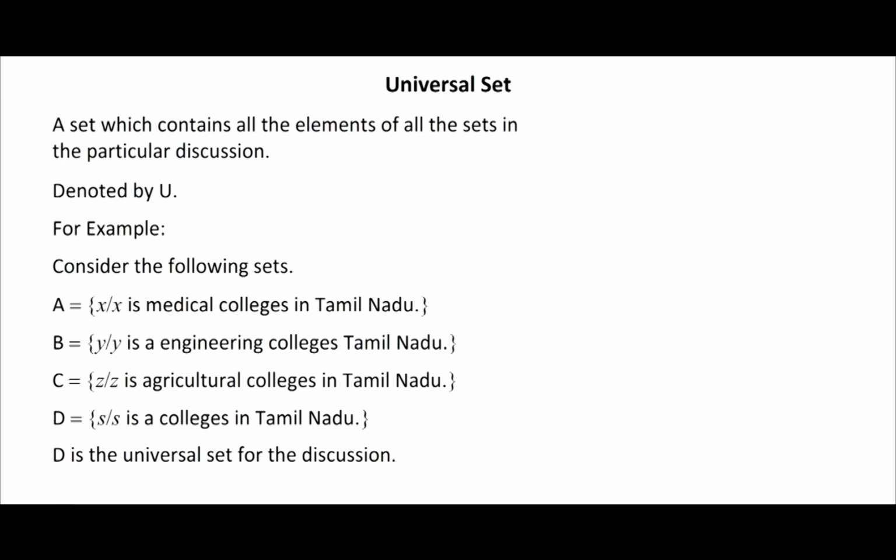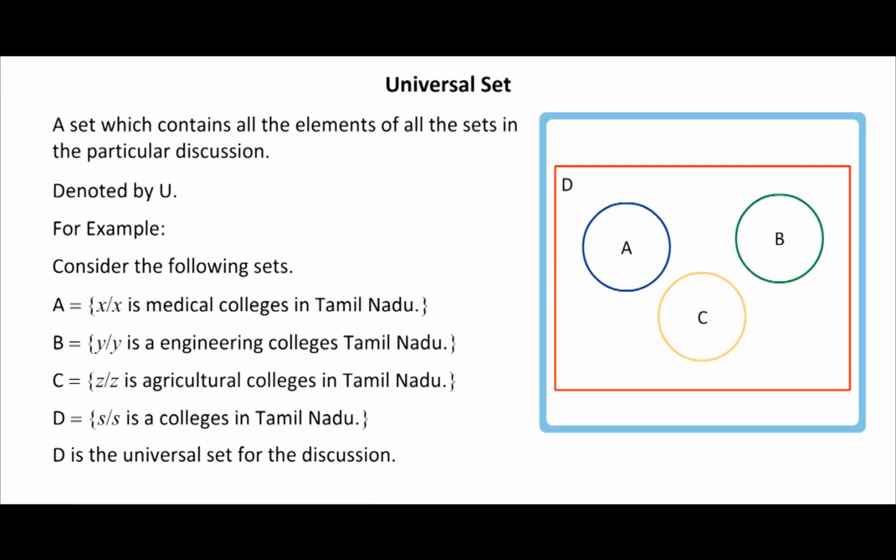We can represent this as a Venn diagram as shown. The rectangular box represents the universal set. The other sets are represented by circles.